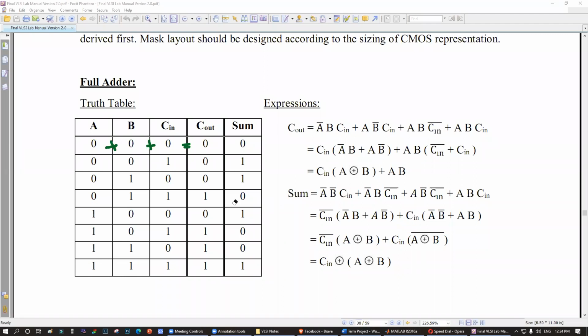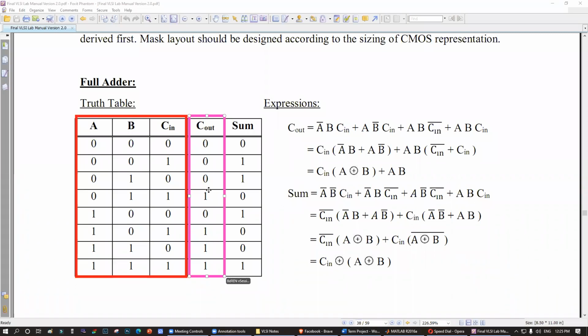1, 1. Now, how many inputs do you have? 3 inputs. What are those inputs? A, B and C in. How many outputs do you have? 2 outputs. One is C out, another one is Sum. Got that? Yes, sir. So at first, let's calculate one output, the carry. Let's calculate the C out first. Do not worry about sum. Let's calculate C out. That means we have to make one expression.